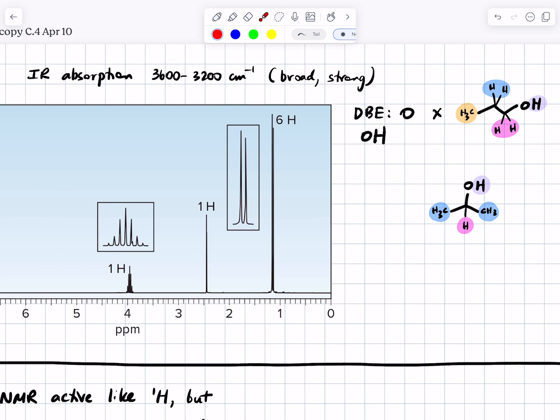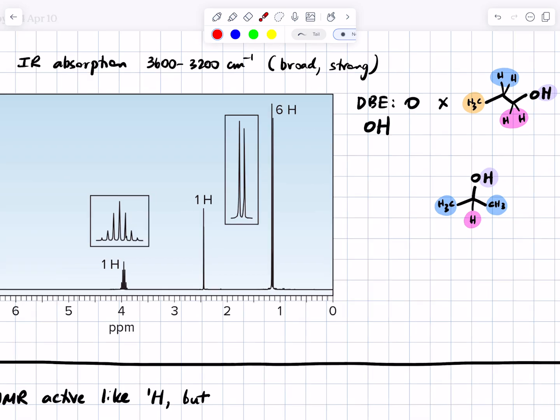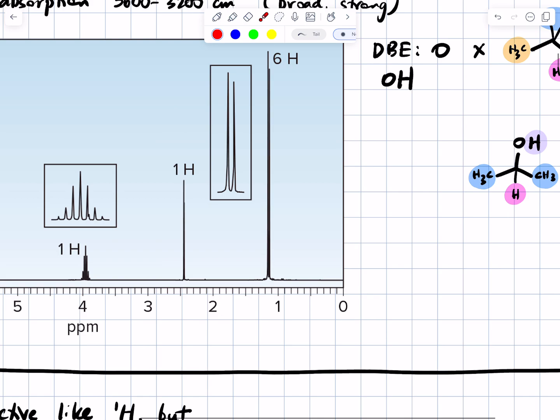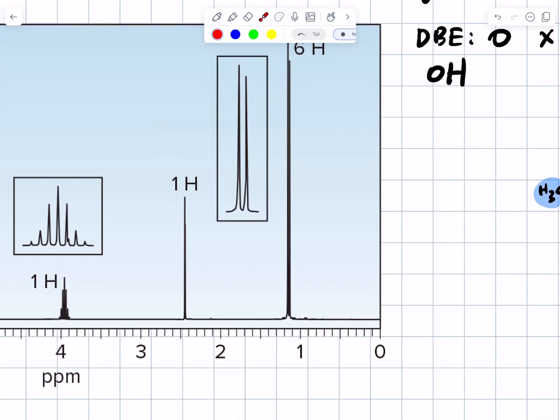So let's now see if our answer is consistent with chemical shift. We've got 1 proton with a chemical shift of around 4. We've got 1 proton with a chemical shift of around 2.5, and then we've got 6 protons with a chemical shift of 1.2-ish, all right? Maybe useful also to look at peak splitting at the same time.